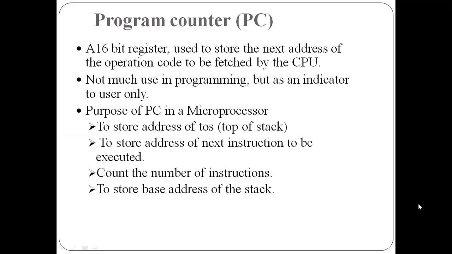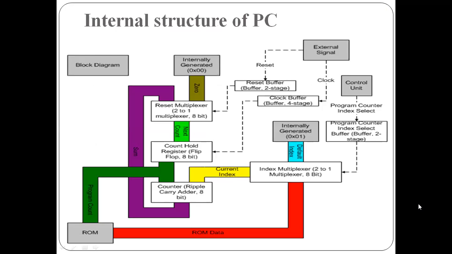Program counter: a 16-bit register used to store the next address of the operation code to be fetched by the CPU. It is not much used in programming, but serves as an indicator to the user only. Purpose of the PC in a microprocessor: to store the address of the top of the stack, to store the address of the next instruction to be executed, to count the number of instructions, and to store the base address of the stack. This is the internal structure of the program counter, showing how that particular program is counted and made available for the next immediate execution.